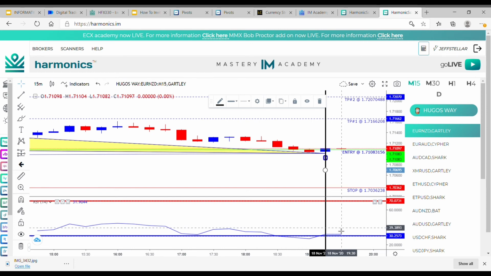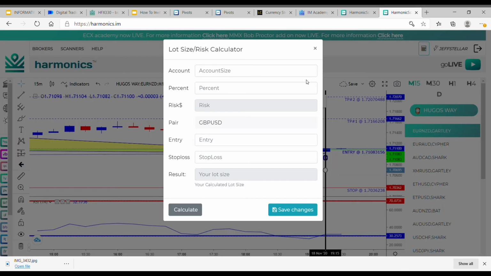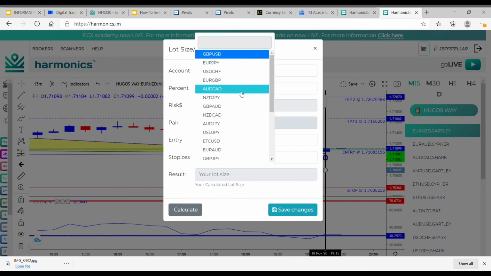And if you don't know how much you need to risk for your account or what lot size you need, IM Academy makes it very simple. They offer a calculator up here at the top. So you simply click on this calculator, and you type in how much you have in your account. So let's just say for this example, we have $100 in our account, and then you follow your risk management. So let's say we want to risk 5%. You then type in your pair. So this pair is right here, EURNZD.